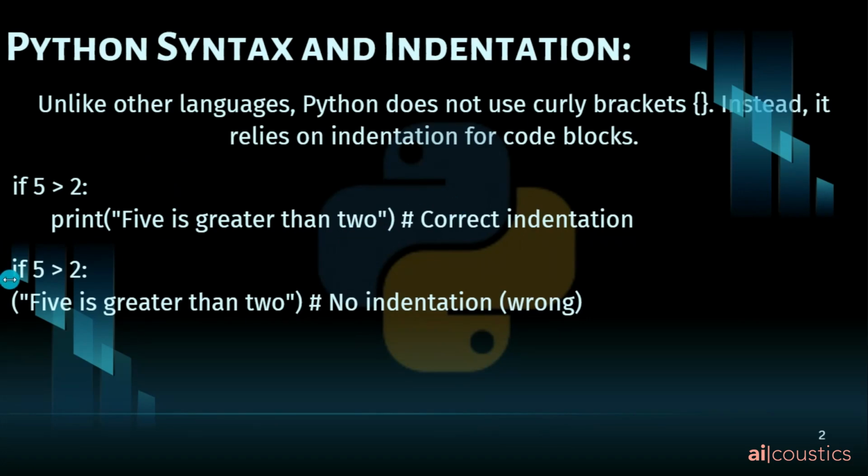Now I have another example here. If 5 is greater than 2, here there is no indentation. Here, Python will throw an error. It says indentation error. So always there should be an indentation. So this is the syntax for Python.